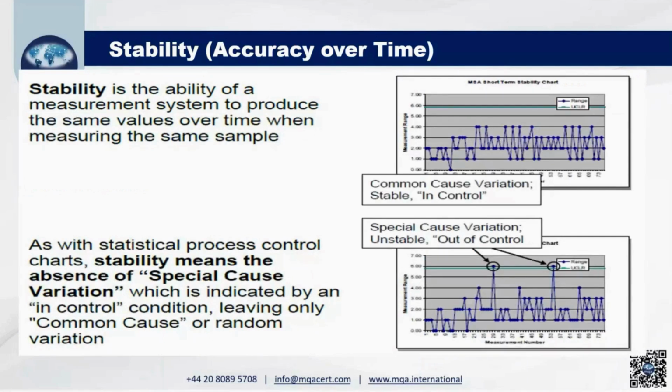Now stability is the ability of a measuring instrument to produce the same value over time when measuring the same sample, like the same part we are measuring after 1 year or after a certain period of time. When we see this, there will be a stability issue. In a statistical process control chart, stability means the absence of special cause, which is indicated by the process running on common cause or random cause. Like special cause is not existing.